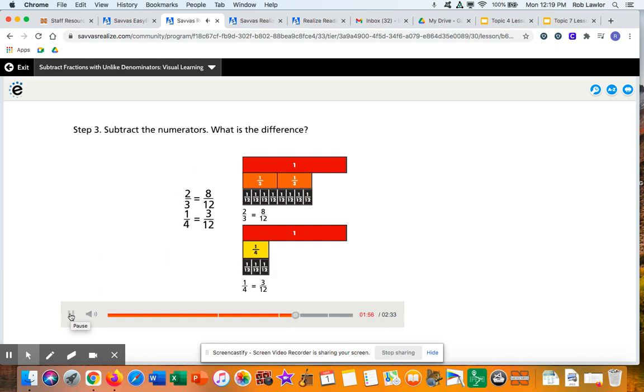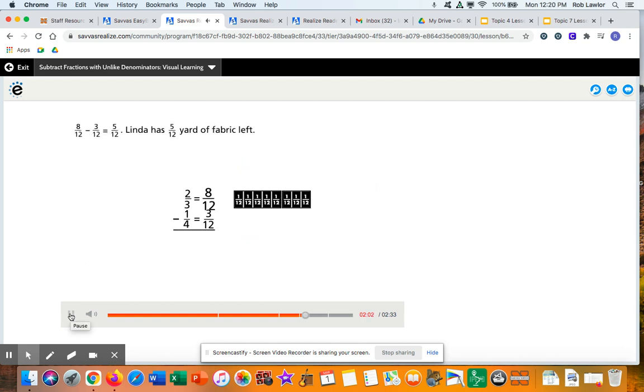Step 3. Subtract the numerators. What is the difference? 8/12 minus 3/12 is equal to 5/12. Linda has 5/12 yard of fabric left.